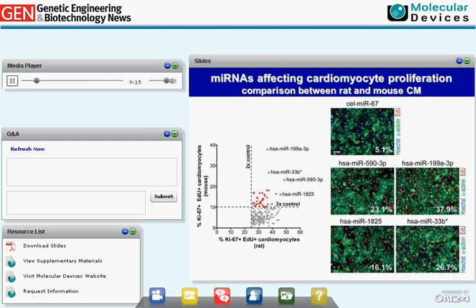The other reason was that we wanted to find microRNAs whose action would be conserved across species. So if the microRNA works in rats and in mouse, it's more likely that it will also work in humans. We did this screening in mouse cardiomyocytes, and we ended up with about 40 microRNAs that increase proliferation of both mouse and rat by more than twofold.